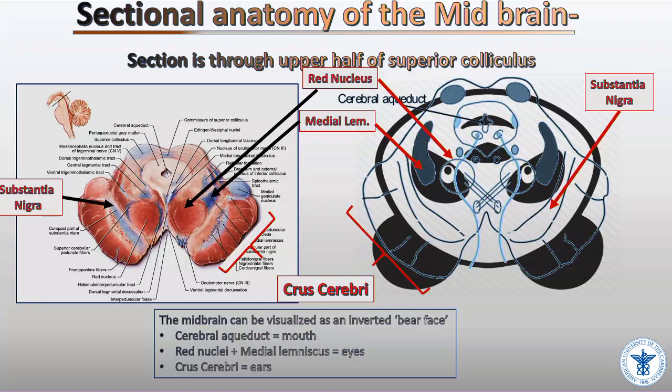Yeah, okay. All right. So I found this on the net. This is a very interesting way to remember the midbrain. Okay? Now, this works with any kind of a bear face. I've used a panda. You could use the North American grizzly. It doesn't matter. But it's very interesting how you can remember the structure, how it looks. Yes? It's an inverted face. The cerebral aqueduct forms the mouth right there. And the red nucleus and the medial lemniscus would form the eyes. And the crus cerebri would be the ears. So although it's not perfectly fitting there, you get the idea. And it's easy to remember it if you do things like this.